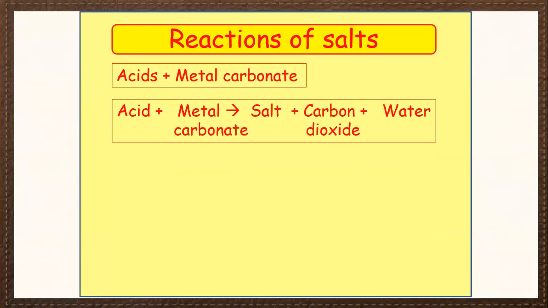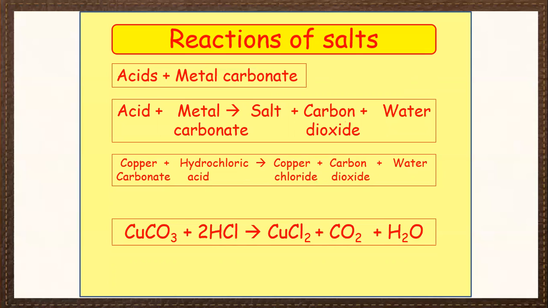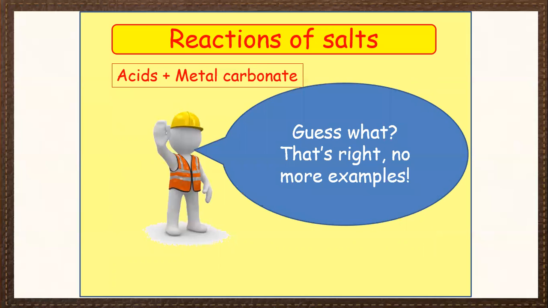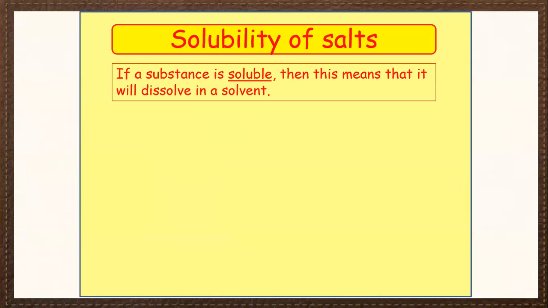Acids plus metal carbonates. Acid plus metal carbonate gives salt plus carbon dioxide plus water. Here, if you take copper carbonate with HCl, you get copper chloride with CO2 and H2O. Got that? No? Then let's do more examples.